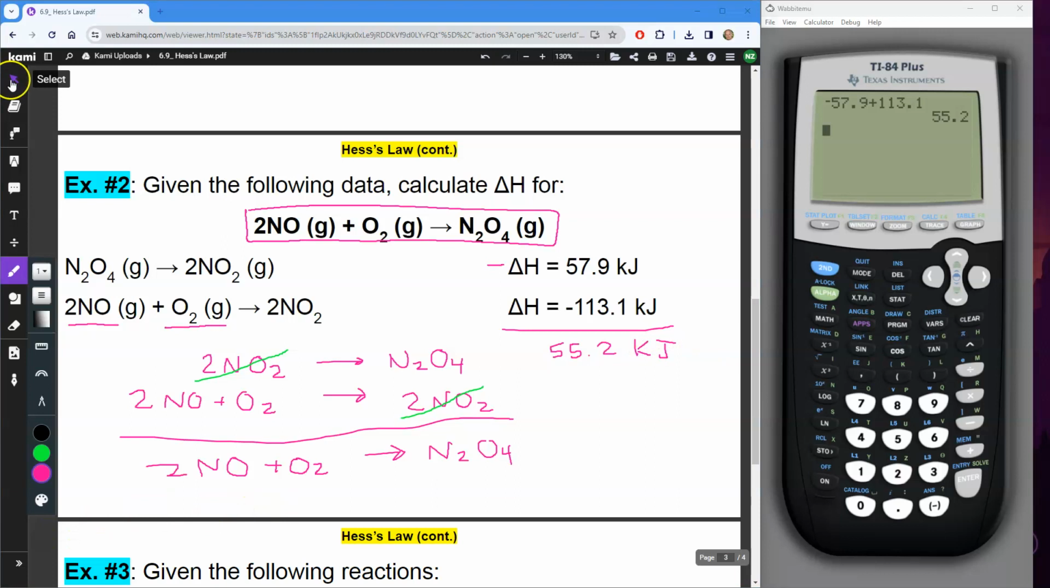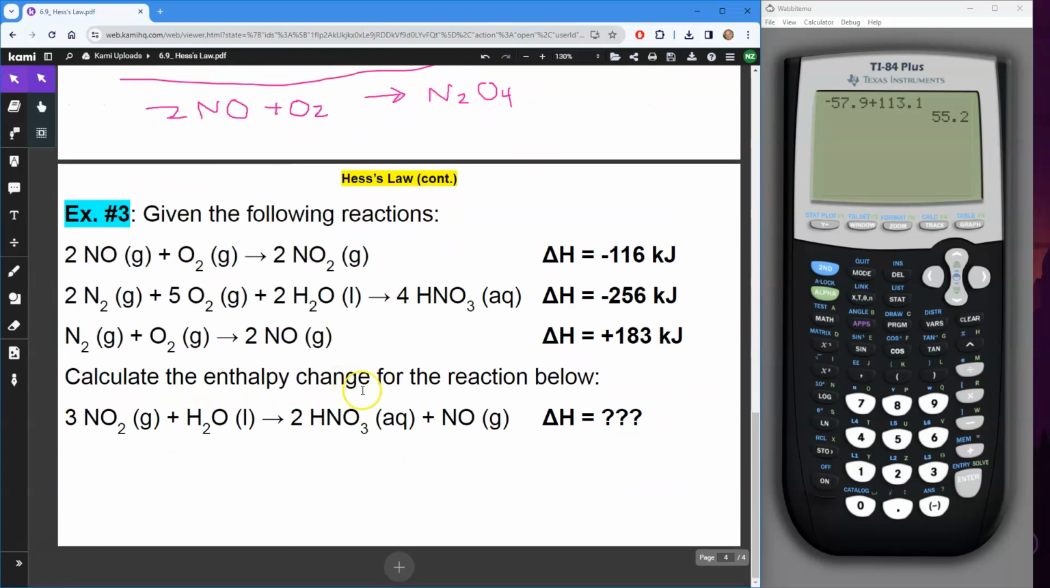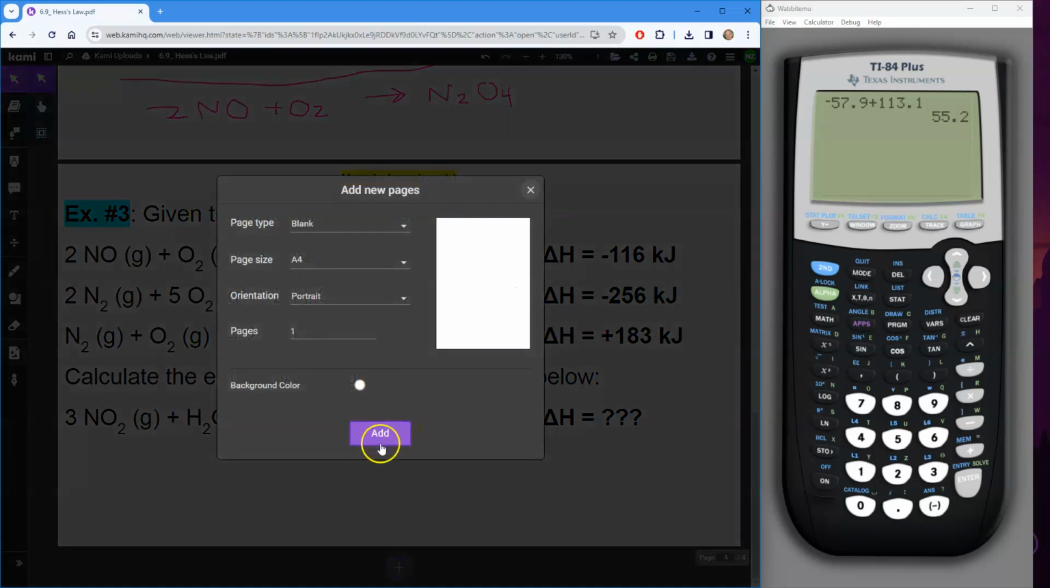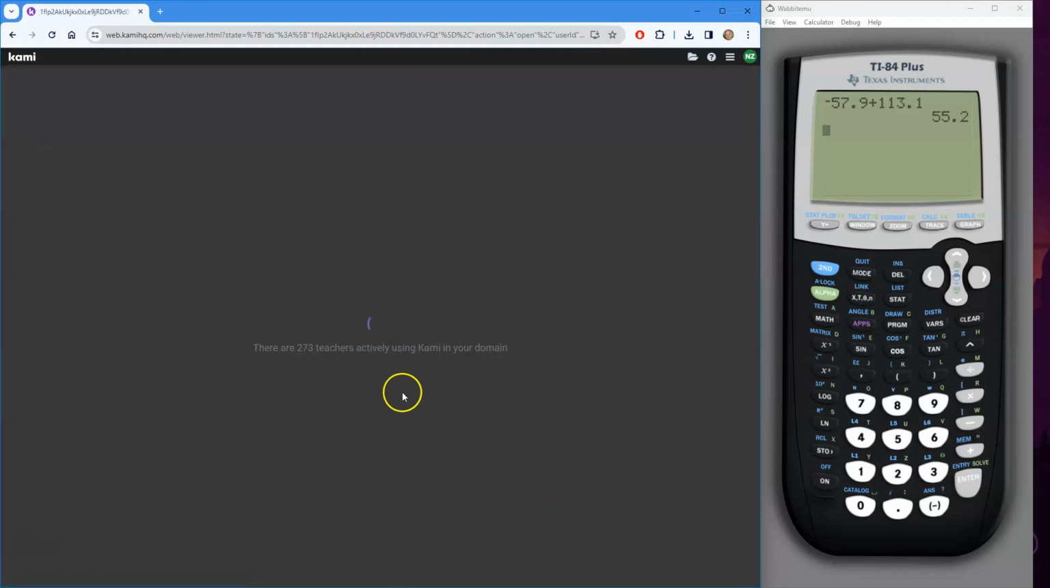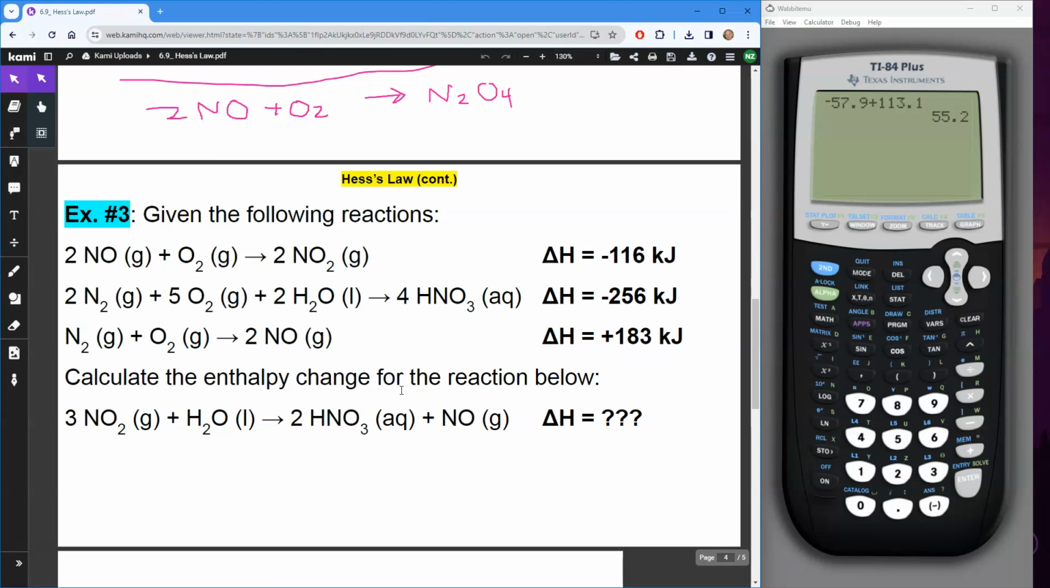All right, so now let's look at this. We have 3 reactions here, and it says calculate the enthalpy change for the reaction below. This one is going to be a little bit more involved, so let's go ahead and add another page to work here. Now the target reaction is down at the bottom this time. So here's our target reaction.